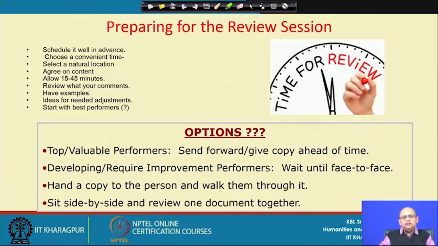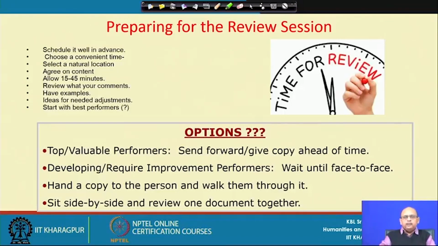Make sure that the timing set up by both of you is correct, in the sense that both of you are free, mentally relaxed, and in a position to discuss the performance, right. And make sure that it is a natural setting, right. And most important is that it is done in confidence and kept confidential, because you are not going to discuss it with others, right.